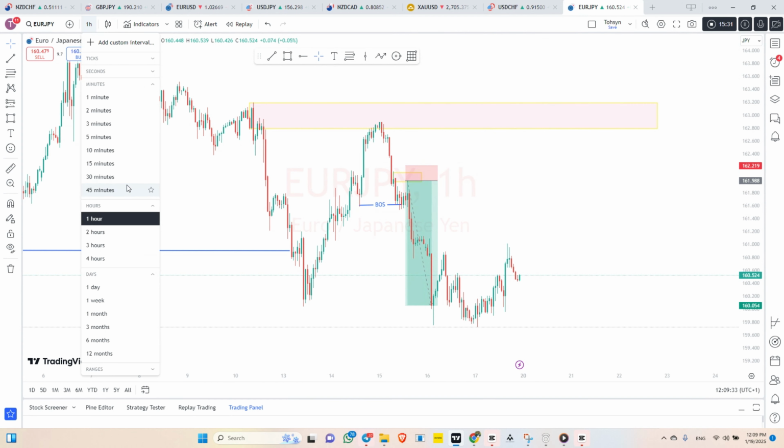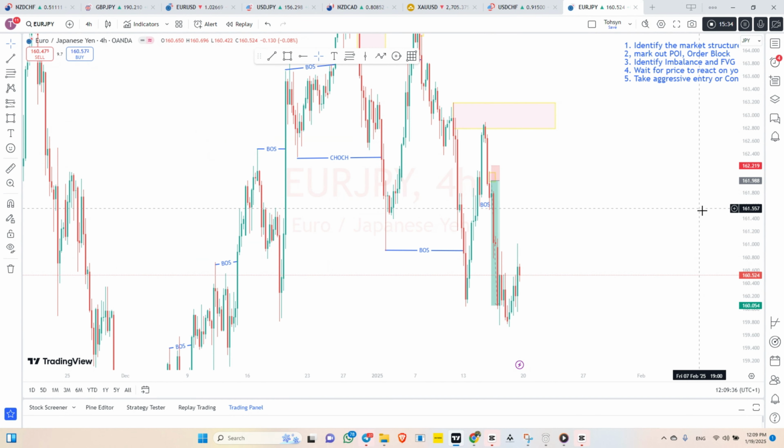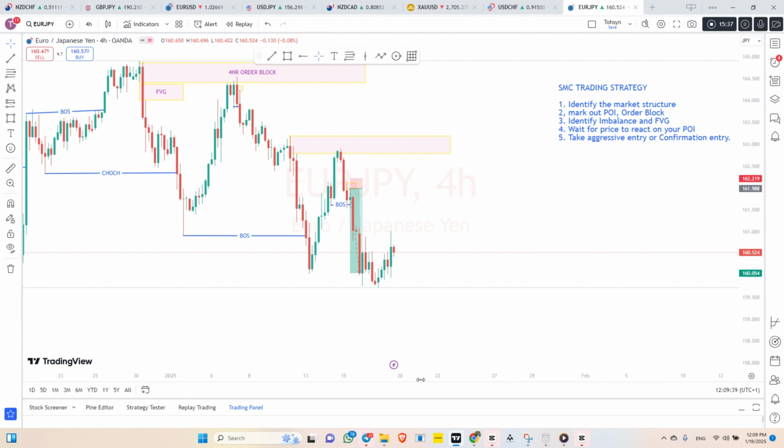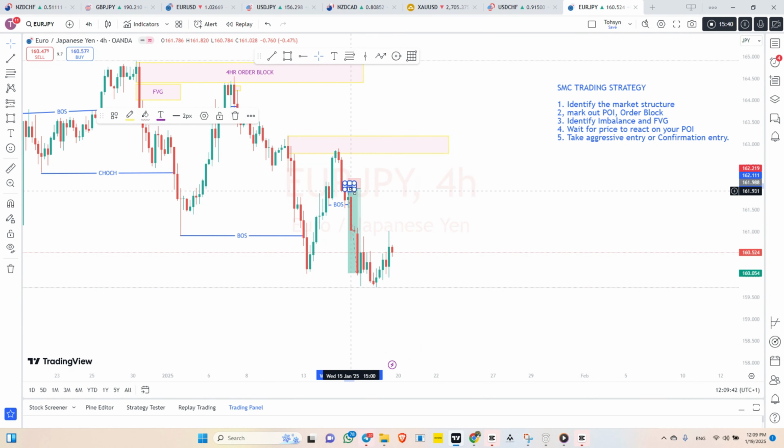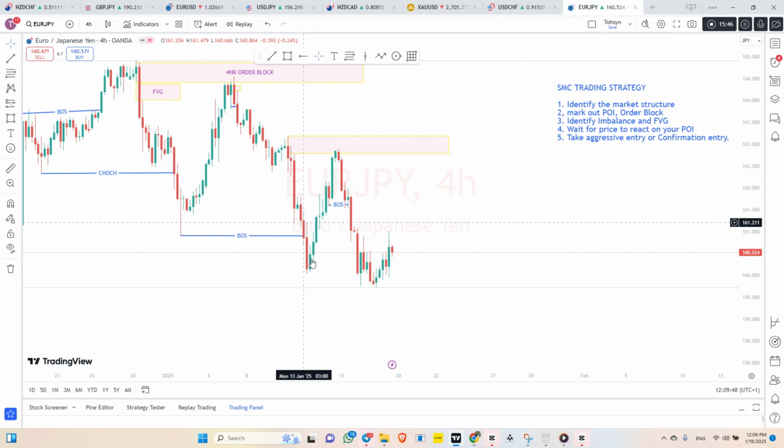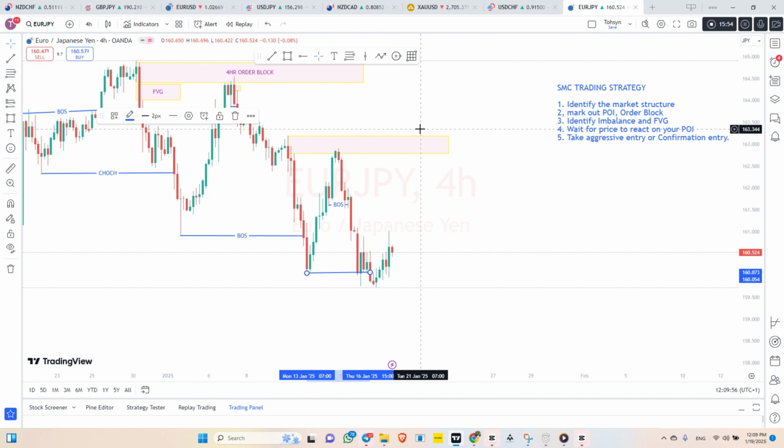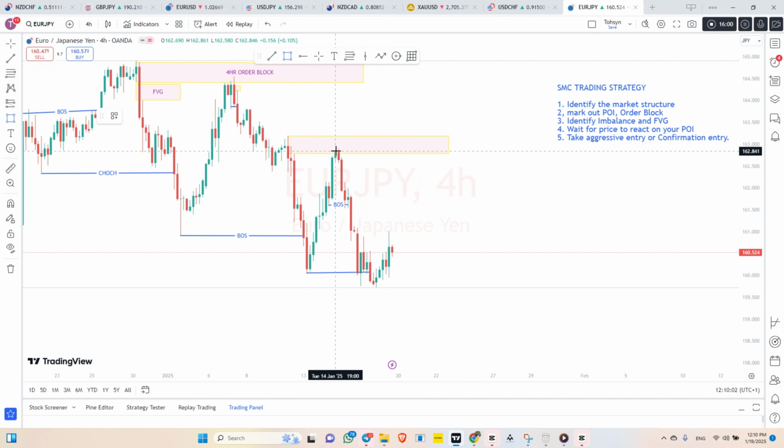So let's go back to our 4 hour time frame. Look, we have another break of structure right here. We had another break of structure. So we are going to be waiting next week for price to come. This is the candle that broke structure. Then we'll be waiting right here for price to come back and react.